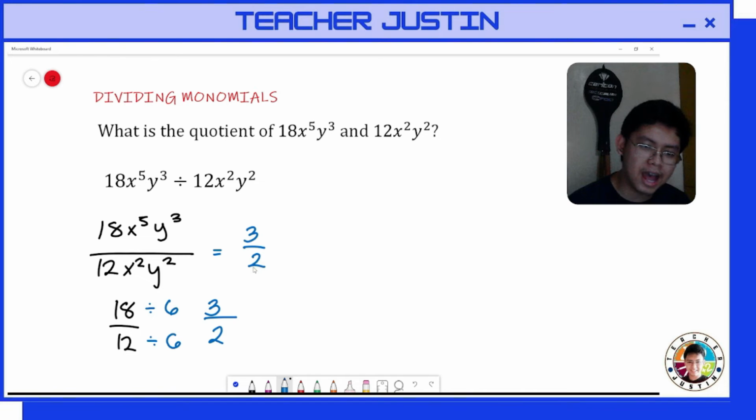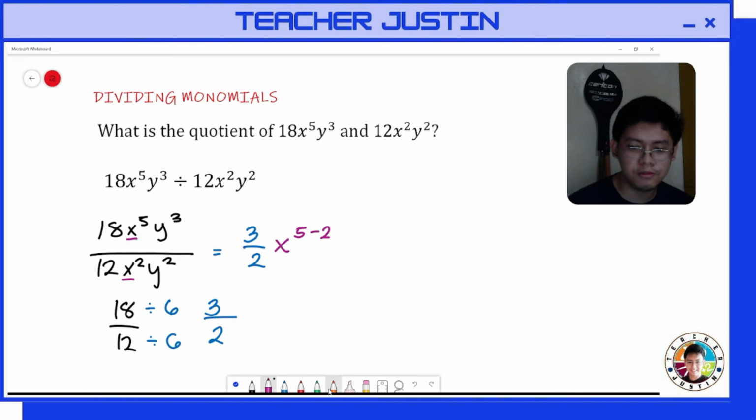Now, let's proceed to our variable. In simplifying our variable, we will apply the quotient rule. So, we copy the variable and then subtract the exponent. Exponent of the numerator minus the exponent of our denominator. So, let's start with the variable x. We have here, copy the variable x, then subtract our exponent. So, 5 minus 2. Okay?